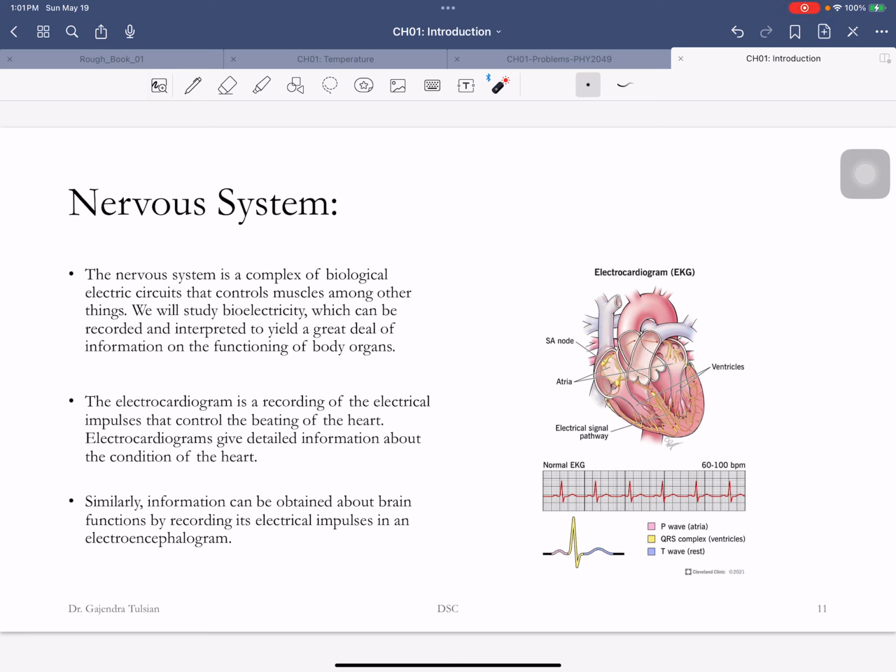Similarly, you can do electroencephalograms. You can study the electrical impulses that go on in your brain. Information can be obtained about brain functions by recording its electrical impulses in the electroencephalogram. All right, so we'll look at all of this stuff.